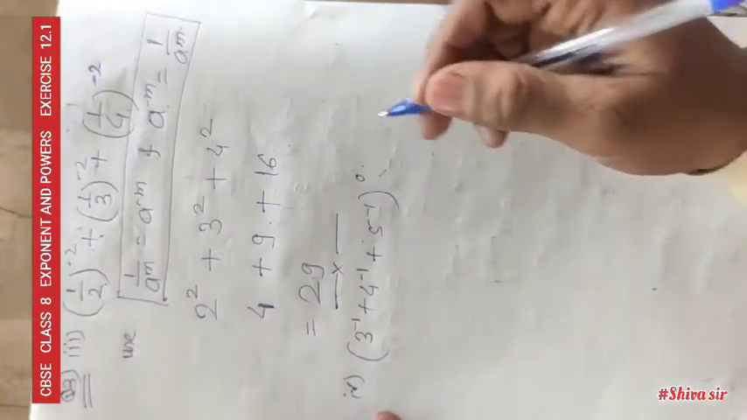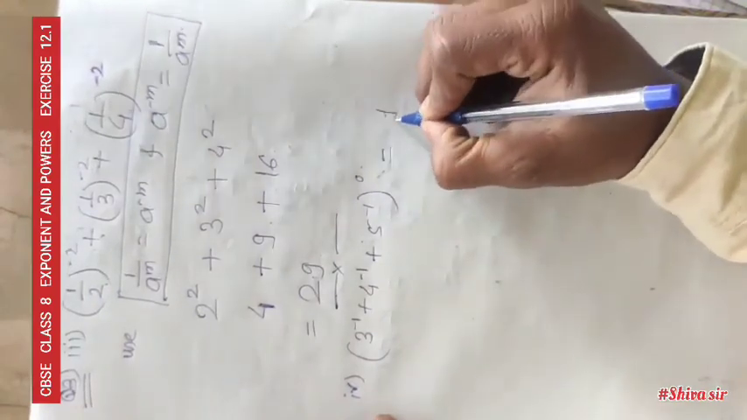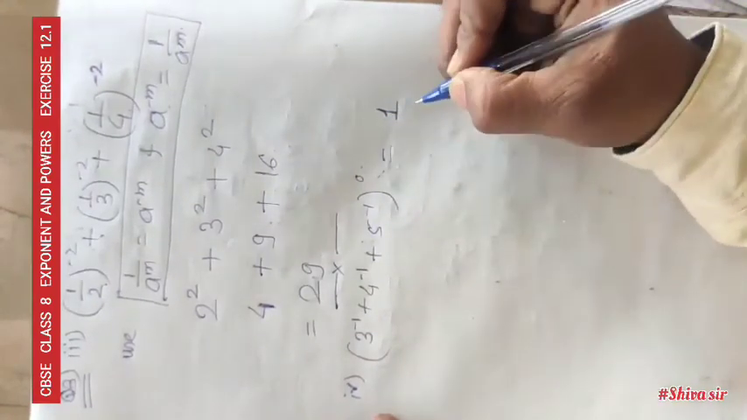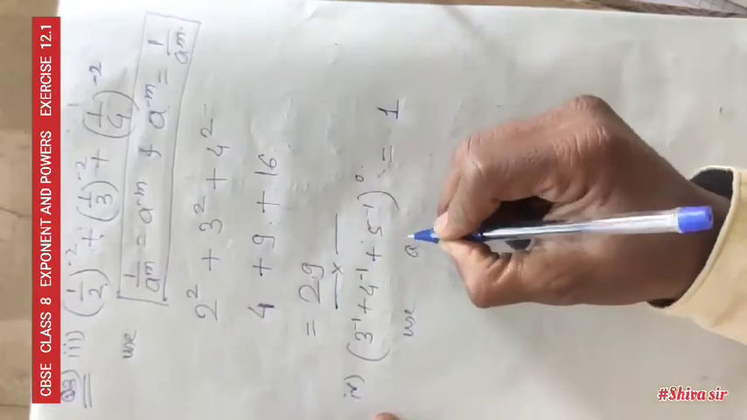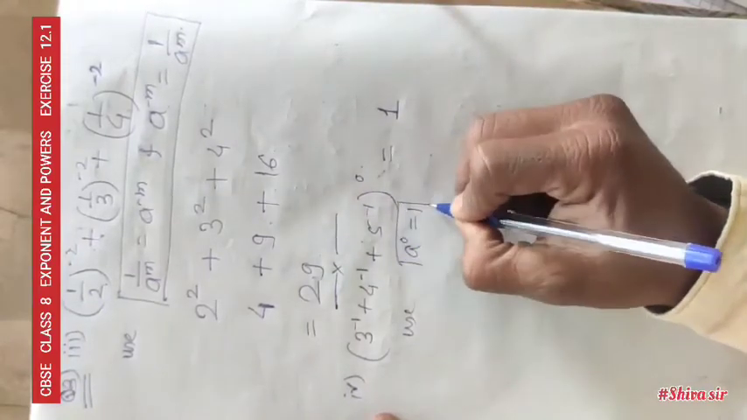Now example number 4 is 3 raised to the power minus 1 plus 4 raised to the power minus 1 plus 5 raised to the power minus 1, all raised to the power 0. And directly write down your answer is 1, because here we use the simple formula a raised to the power 0 is equal to 1.